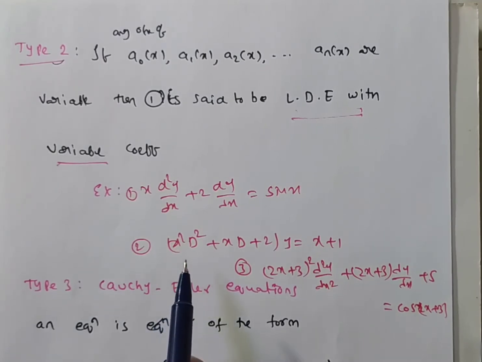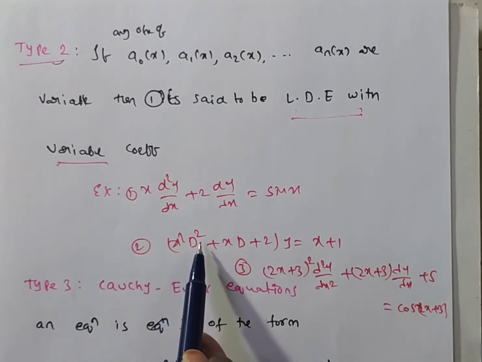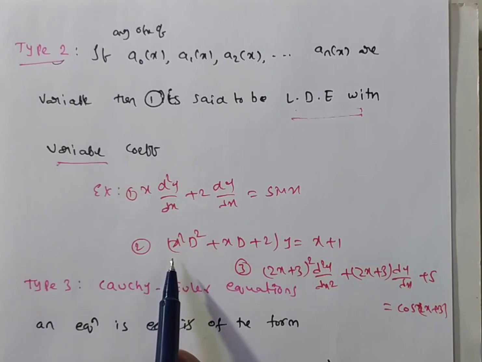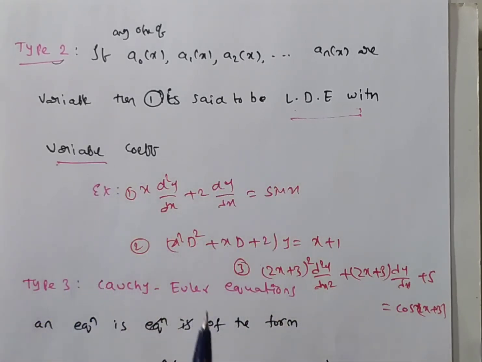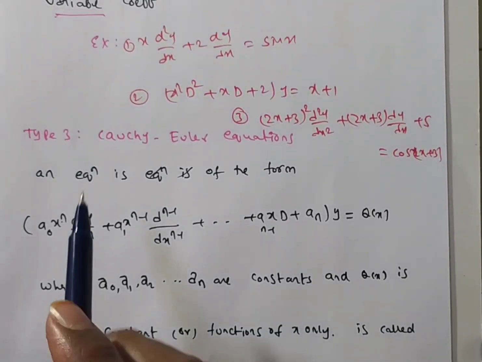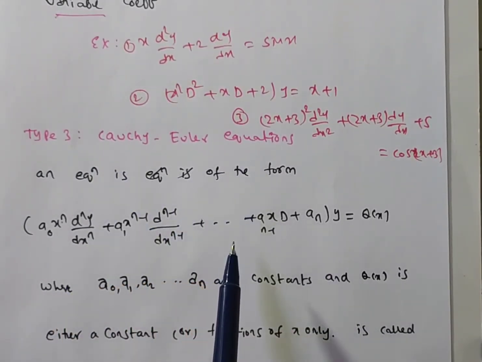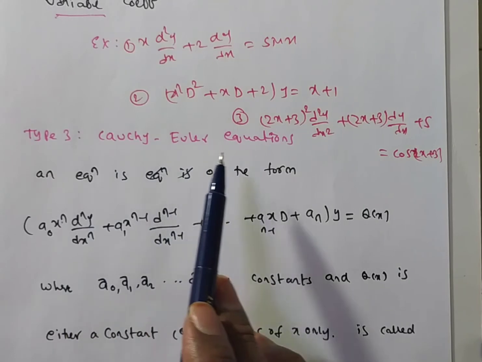Based on the order of the derivative and the index of x, we can divide linear differential equations with variable coefficients into two types. Here, the first type is the Cauchy-Euler equations.